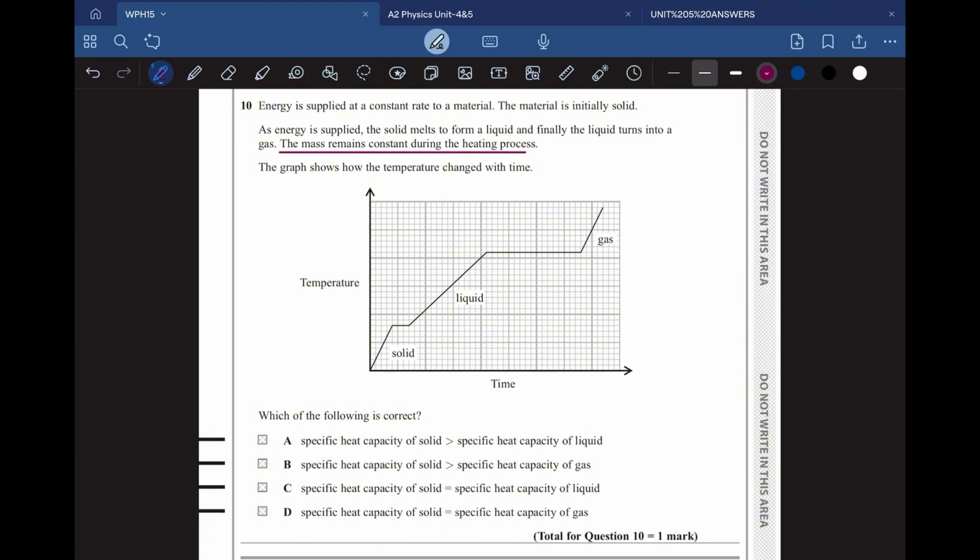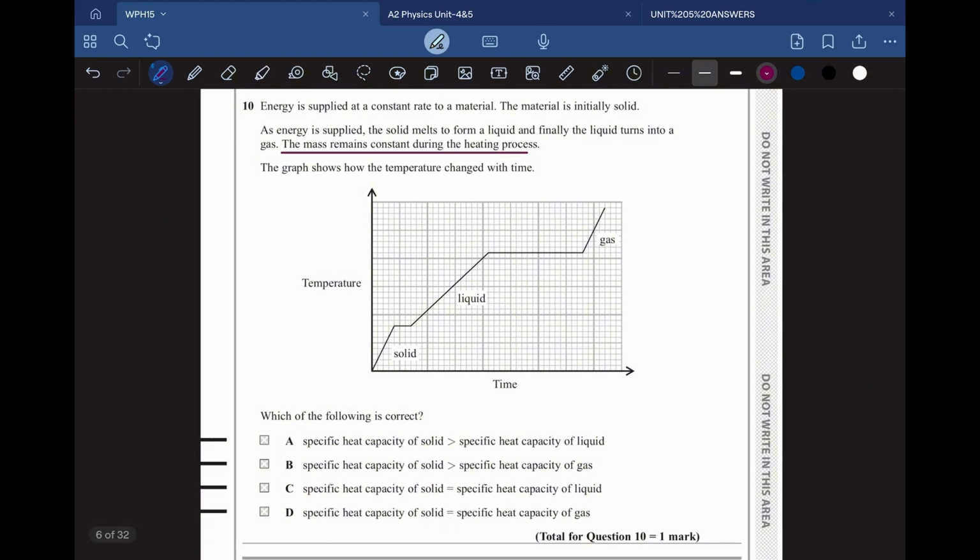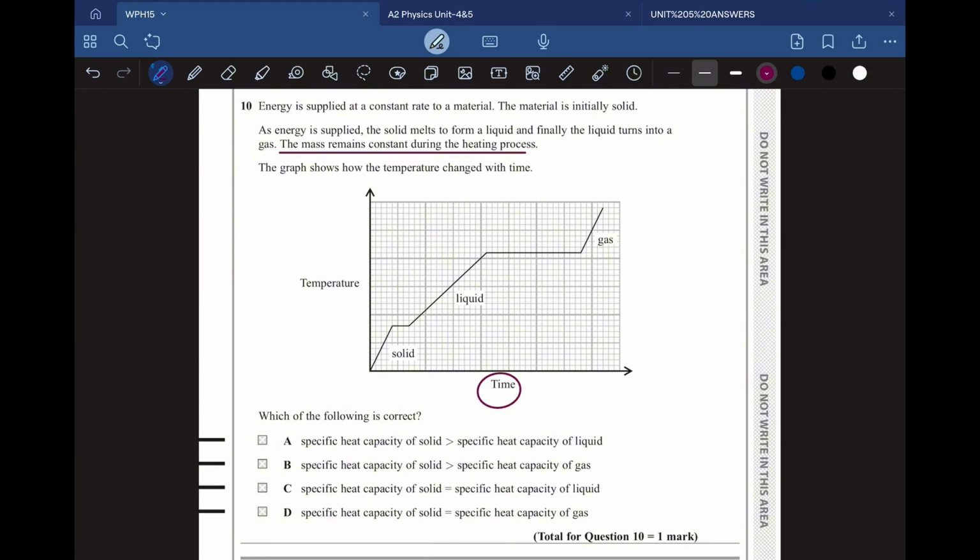This graph shows how the temperature changed with time. All right, the temperature change with respect to time. Which of the following is correct? So basically in all of the options, they are talking about the specific heat capacity.